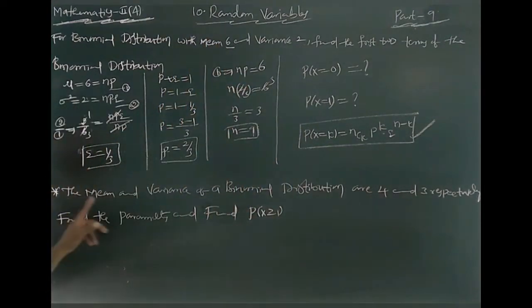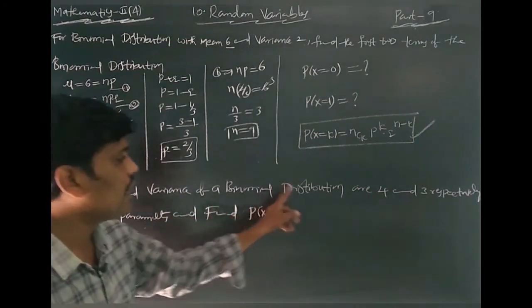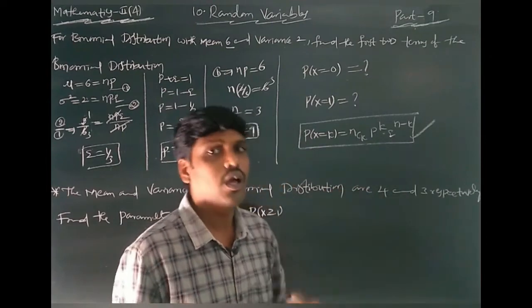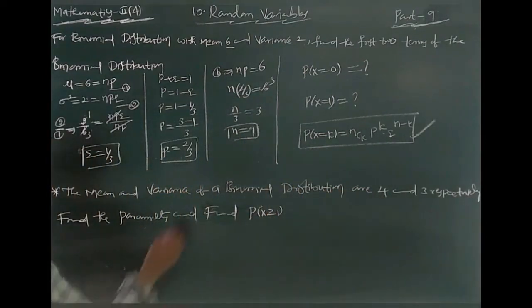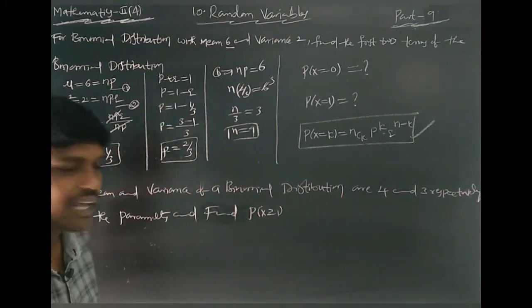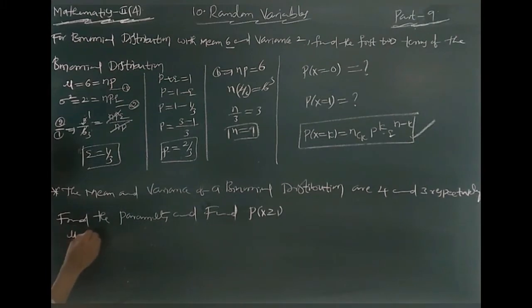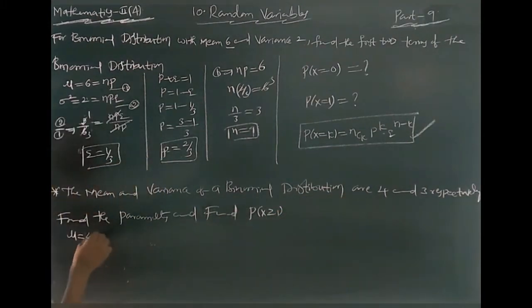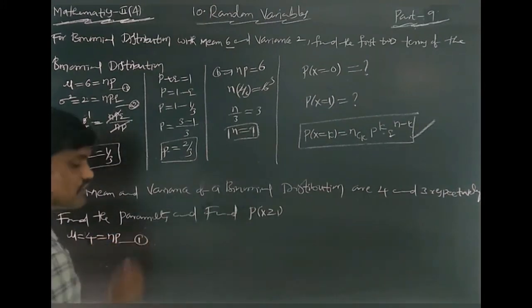Second one. The mean and the variance of a binomial distribution are 4 and 3 respectively. Find the parameters of the binomial distribution and find P of x greater than or equal to 1. Mean is given as 4, variance is given as 3. Similarly, mu, the mean, is given. Mean is equal to how much? Mean value is 4, that is equal to np. This is equation 1.